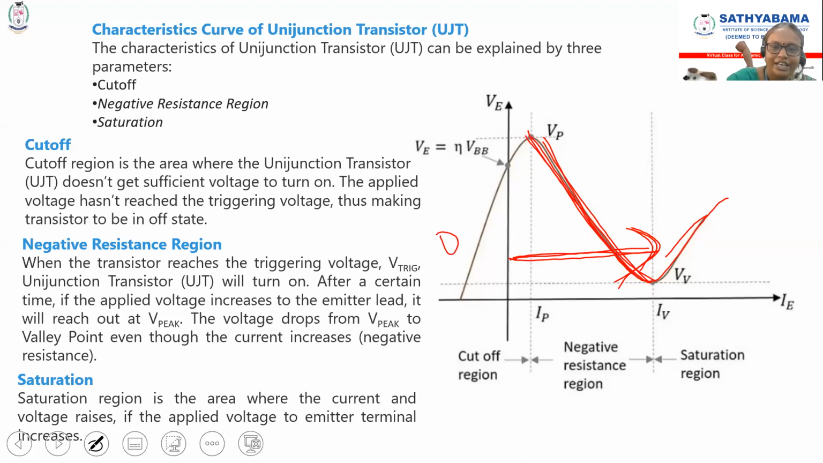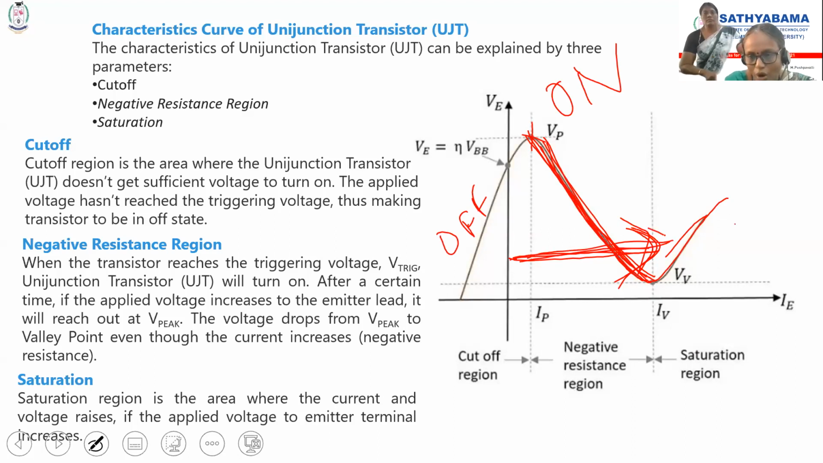So here my UJT will be off, and in this region my UJT will become on, and with still more increase, my voltage will fall but my current stays on. I told you, whenever current is high, the device is on. So here also on, here also on, but this is the safe period where I can operate my UJT. Are you clear?